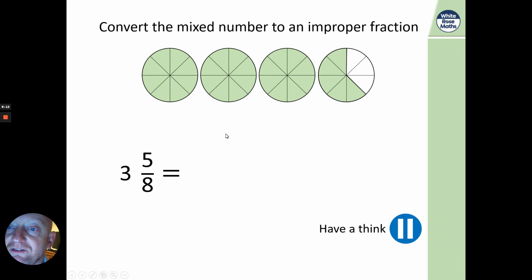Right, so now we've got this mixed number, and we need to convert this into an improper fraction. So at the moment we've got 3 5/8. So we know that we are dealing with 8ths. So the denominator is going to be 8. Now what we need to do is count all those shaded parts. So have a little count. See if you can work out how many there are.